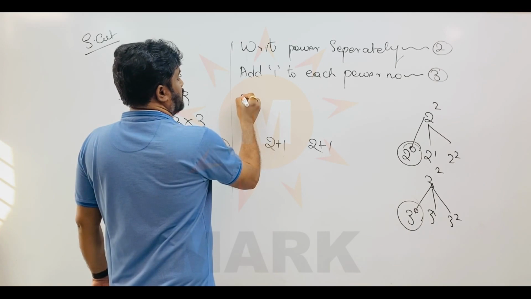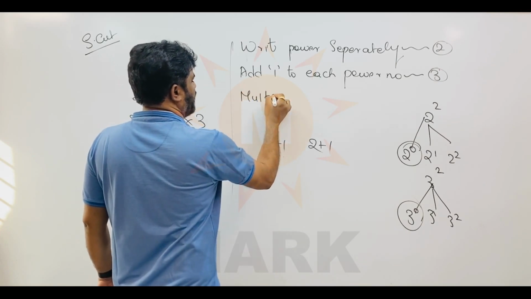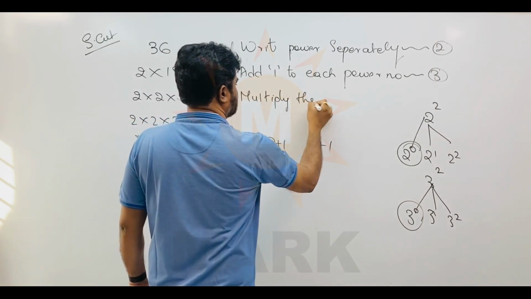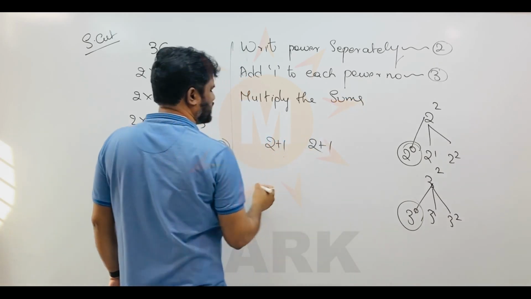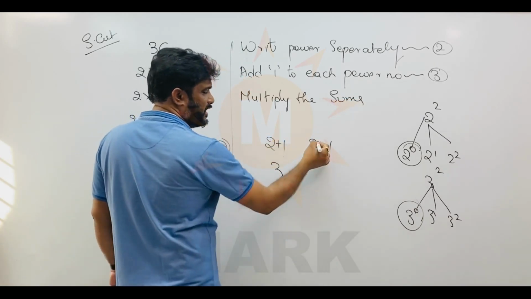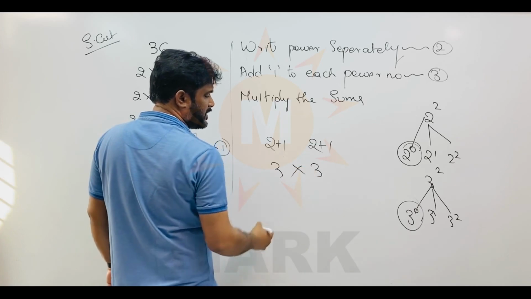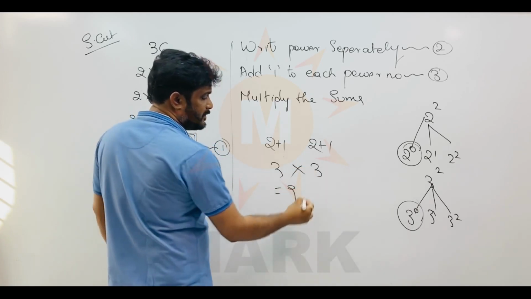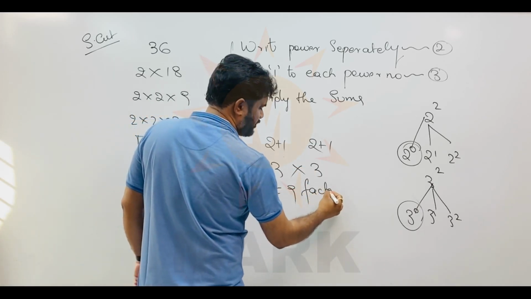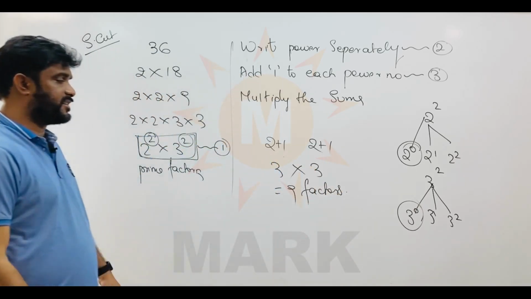Now, multiply the sums. Final step is multiply the sums. What are the sums? 2 plus 1 is 3. Here also 2 plus 1 is 3. So multiplying the sums, 3 into 3 is equal to 9. So that means 9 factors are there.